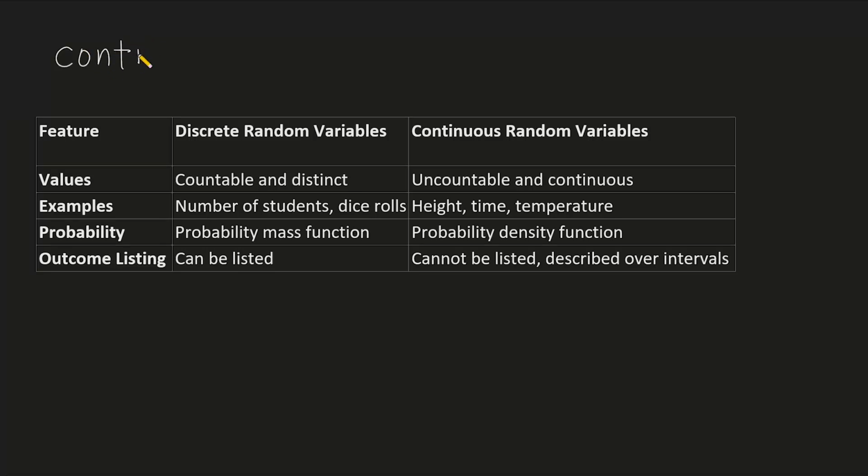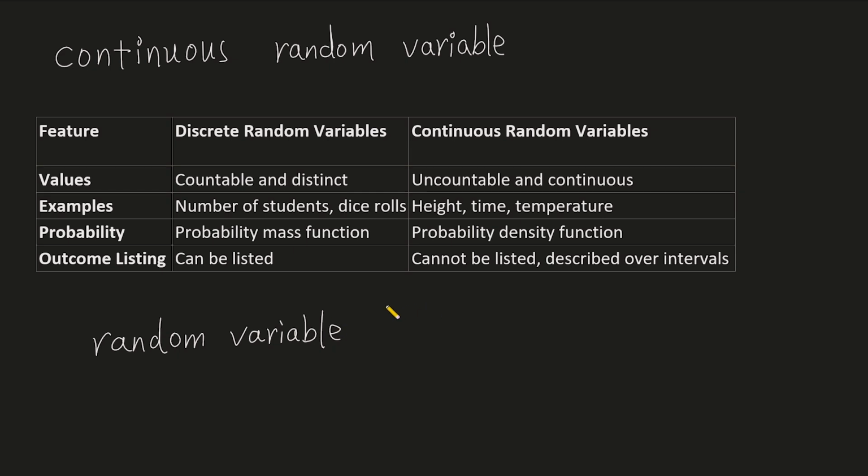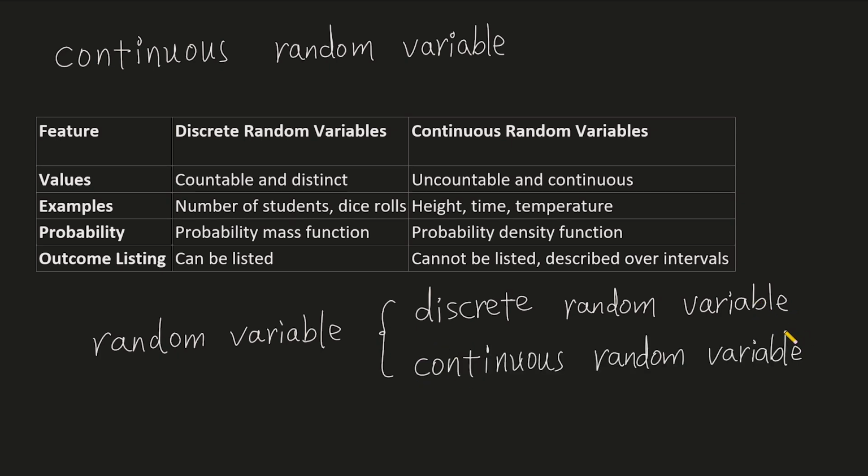Continuous random variable. In a video before, we said that there are two types of random variable. One is discrete random variable. The other is continuous random variable. But what is continuous random variable?